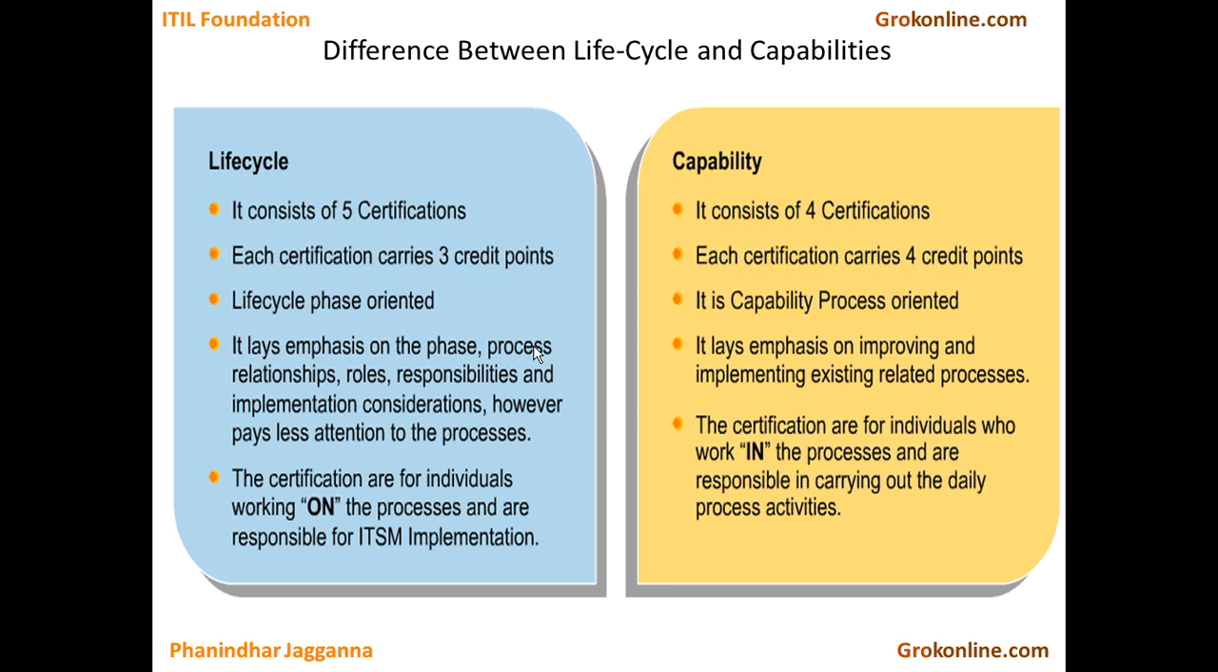The major difference between the life cycle and the capability modules is that the life cycle consists of 5 certifications, whereas capability has 4 certifications. In the life cycle, each test has 3 credit points, and in capability each examination has 4 credit points. In the life cycle approach, every life cycle stage has 1 specific exam. In capability, every capability process would be tested in each exam.